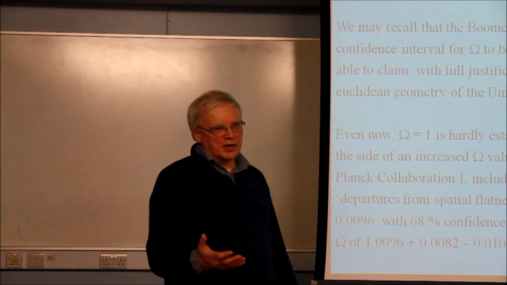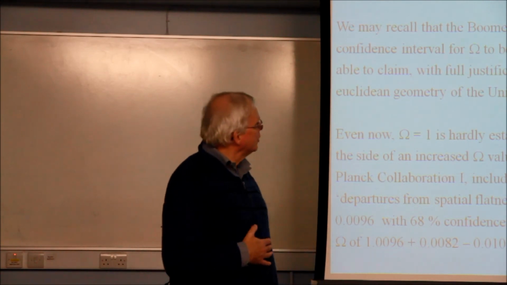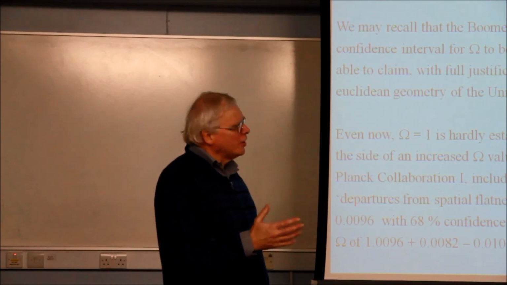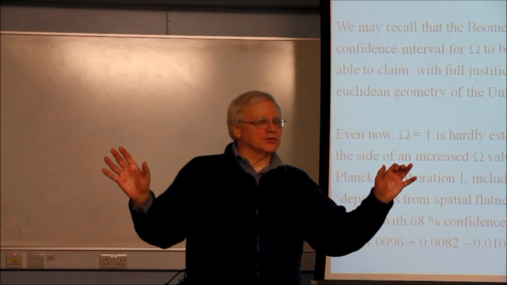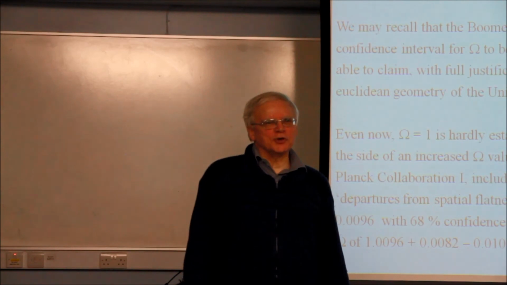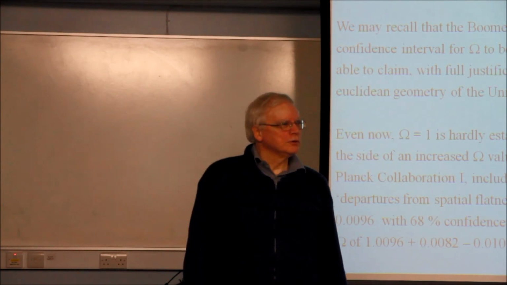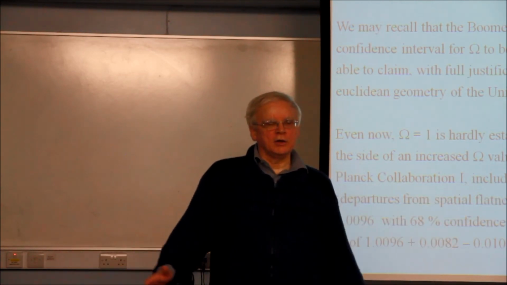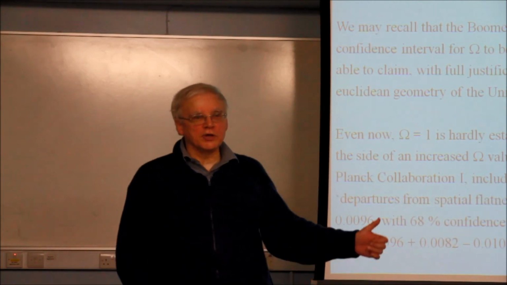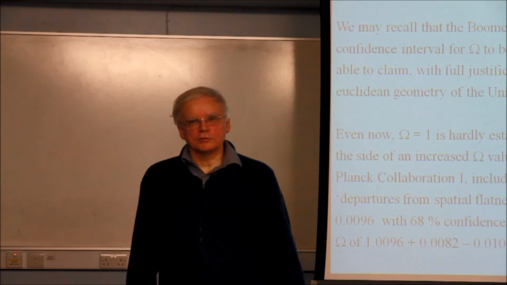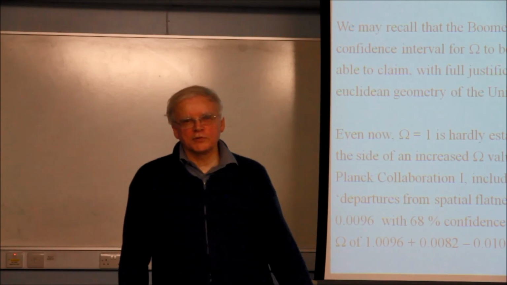I mentioned earlier the BOOMERanG experiment. The 95% confidence interval for omega was simply between 0.88 and 1.12, and they immediately said this is evidence for a flat universe. So they were only 12% either way. They had a lot less good a value than we have, and yet they immediately said this must be a flat universe. And everybody from then on believed it was.